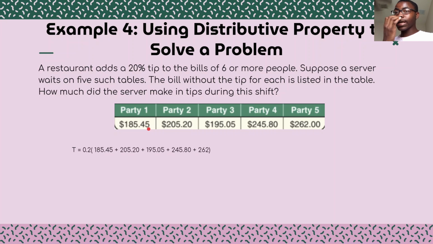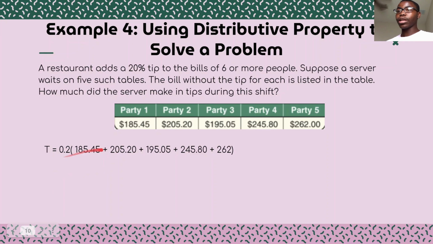So we have 5 tables, and this is how much the bills are. First off, we can take 0.2 times (185.45 + 205.20 + 195.05 + 245.80 + 262). These are just the costs of the parties at the tables, and I'm multiplying that by 0.2 because that's how we take the percent for the tip. The decimal form for 20% is 0.2, so that's what we multiply it by.